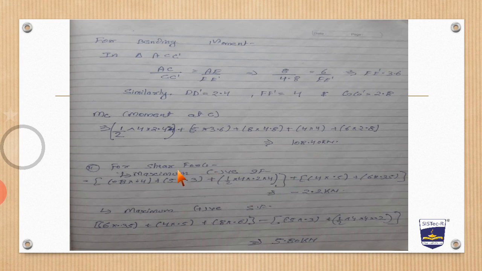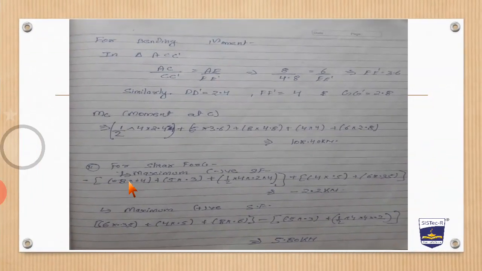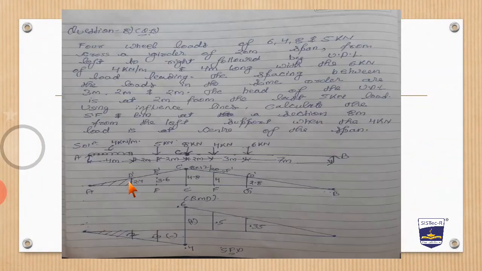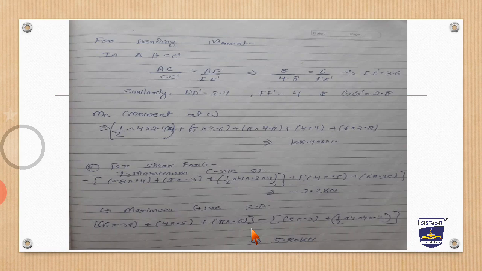Similarly, we will solve for shear force. We will get negative shear force, and we also have negative ordinates. So these are the ordinates which we will calculate for negative, and these are the ordinates for positive. This we have calculated using similar triangles. This will be equal to 0.5, this will be equal to 0.35. So calculate for the respective loads. We will get minus 2.2 kilonewton, and the maximum positive shear force we will get is 5.80 kilonewton.